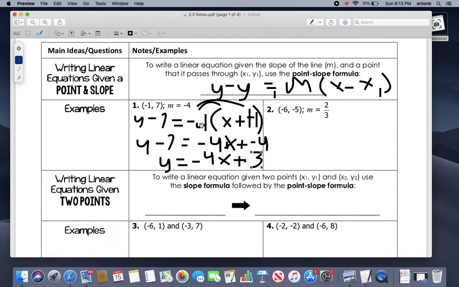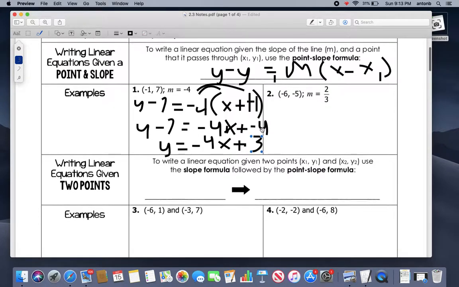So, a couple steps: plug in, distribute, and then isolate the y by adding or subtracting whatever's over here. Now remember, if you end up with minus and a negative, then you can change it to plus, so be careful with that. Don't fret over here. I will post the key to this, but I want you to see the process.